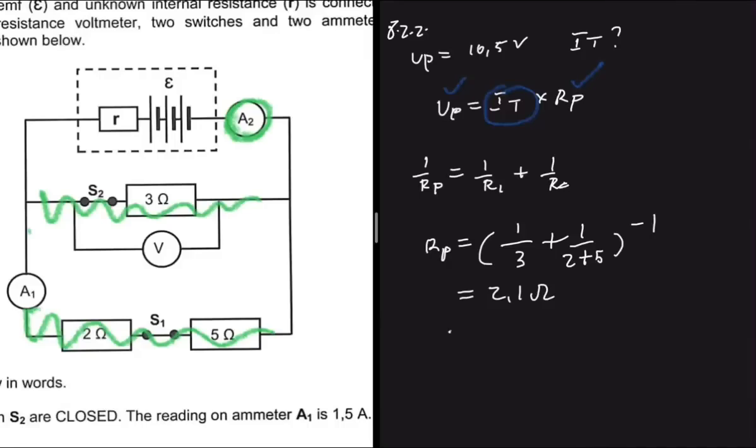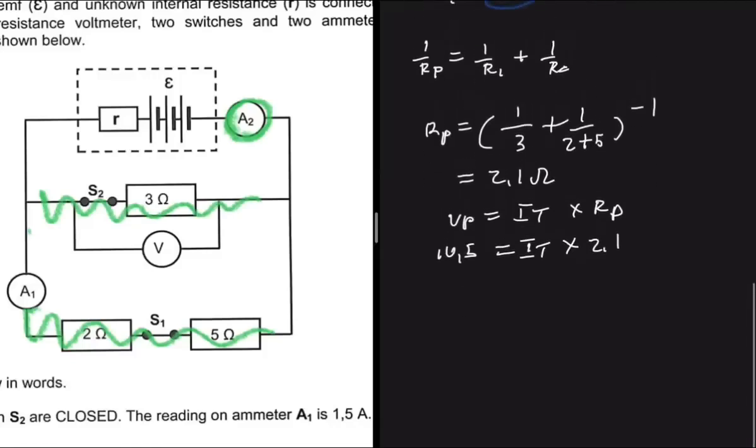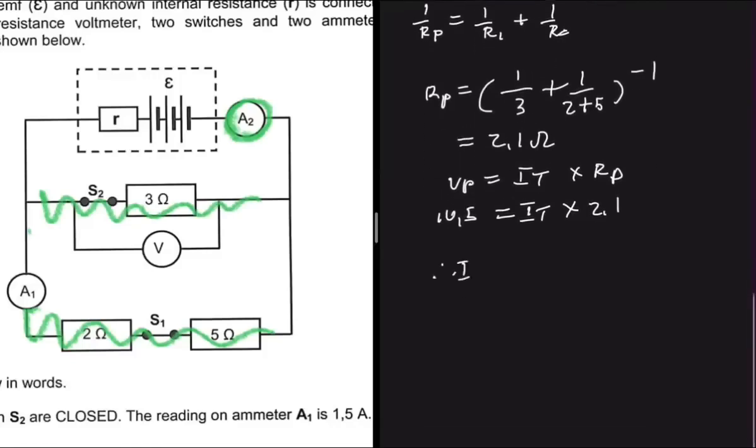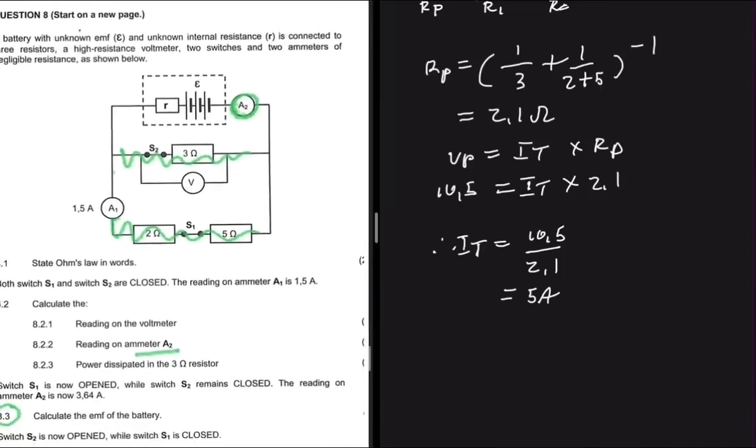We can then say that VP is equals to IT multiplied by RP. So VP is 10.5, and then IT is what we're looking for. But what is RP? RP is 2.1. It's easy to see now that IT will be equals to 10.5 divided by 2.1, which is equals to 5 amperes. Right, so the value of IT is 5 amperes. Right, let's move to the following question.